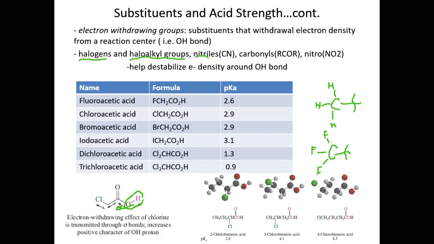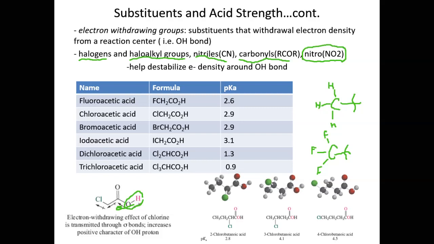Nitriles are carbon triple bond nitrogen. Of course, we already mentioned carbonyls are electron withdrawing, and nitro groups are electron withdrawing. Out of all of these groups, the nitro group is the strongest electron withdrawing group shown here. All of these electron withdrawing groups help destabilize the electron density around the OH bond. If you destabilize it, you make the hydrogen easier to remove, and something easier to remove means a stronger acid, because that hydrogen just pops off.